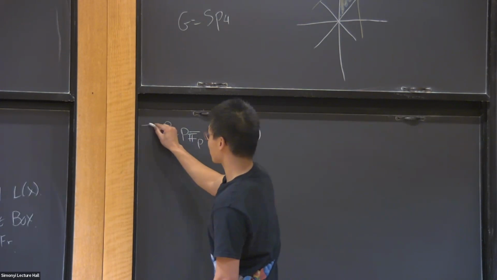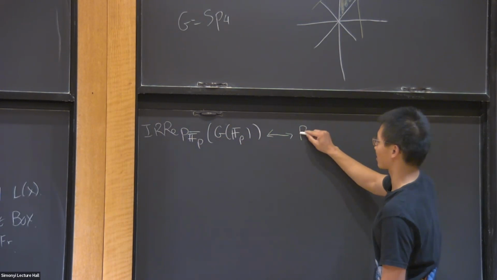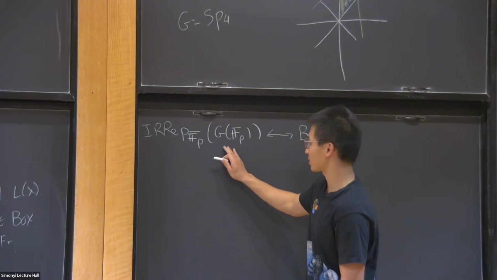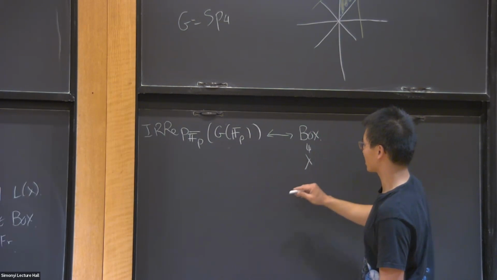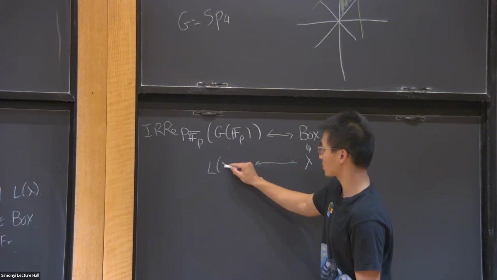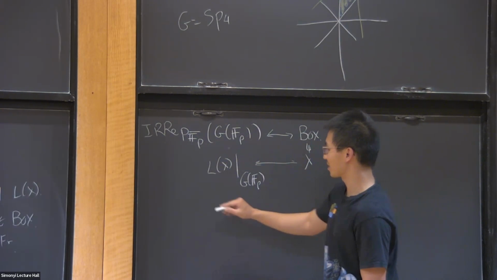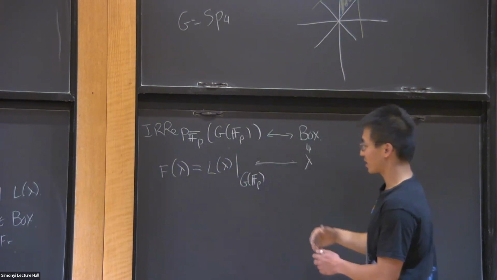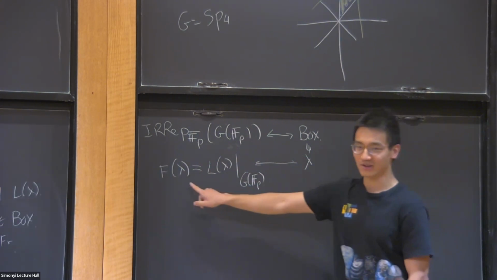If I look at the irreducible ones here, they turn out to be in bijection with this thing that I call the box. That's why I introduced it. In fact, all the irreducible representations extend to the algebraic group. So the irreducible representations have the flavor that lambda goes to that highest weight representation, but then I restrict it to G of FP. I apologize, there's a lot of notation flying around, but to emphasize that we consider it as a representation of this finite group, we call it f of lambda.